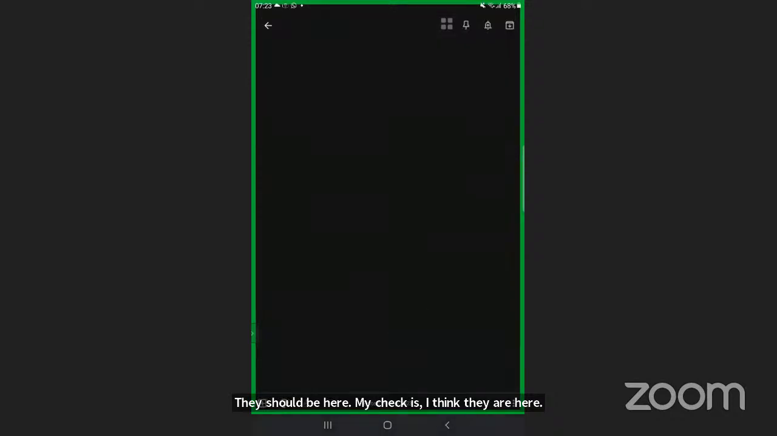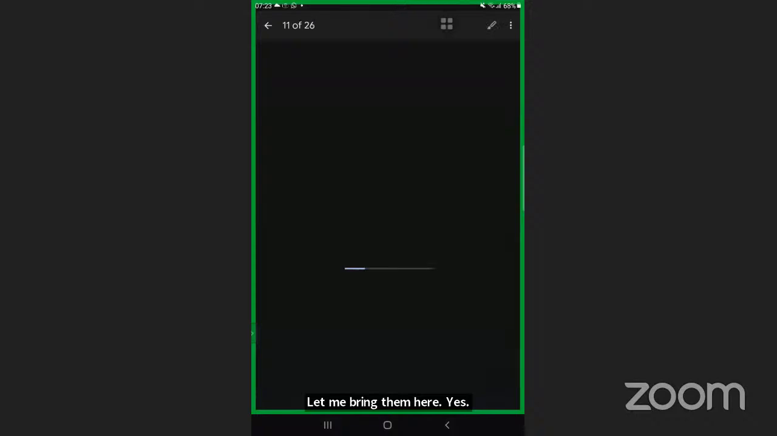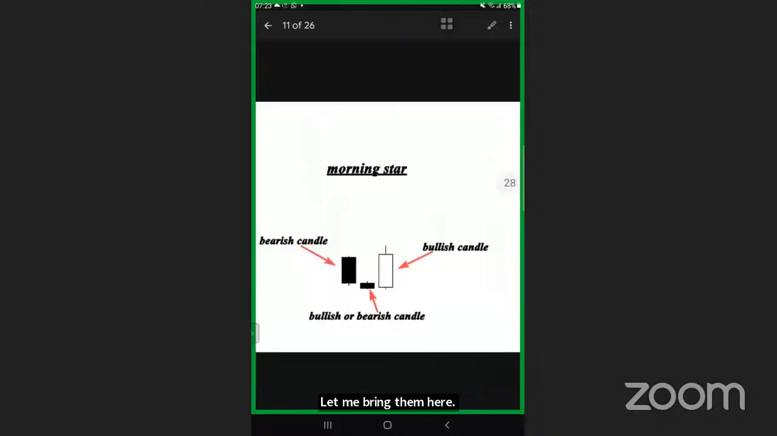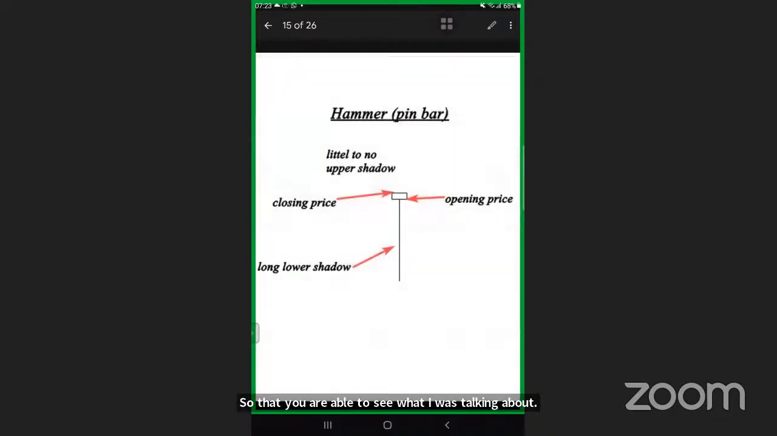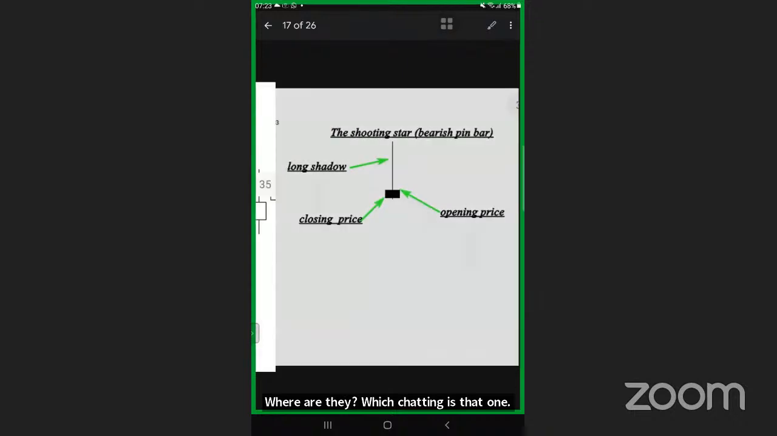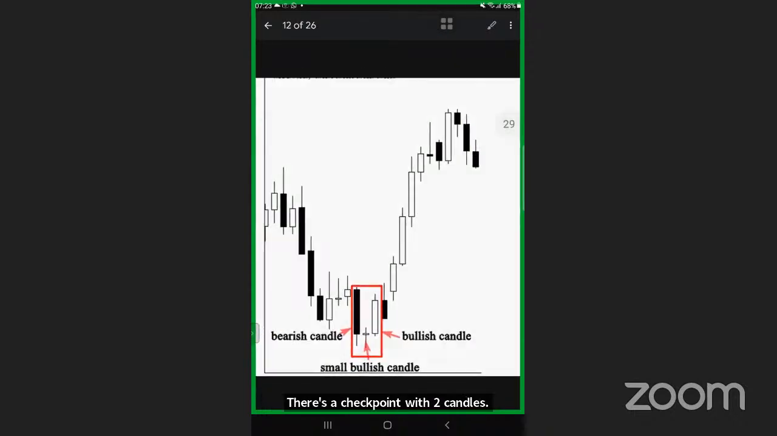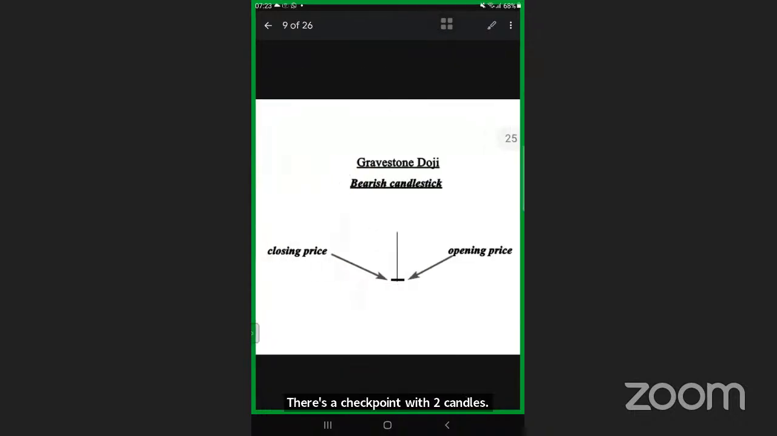Let me bring them here so that you are able to see what I was talking about. Which chart pattern is that one? There's a chart pattern with 2 candles. Let me check here. I'm asking about this chart pattern.